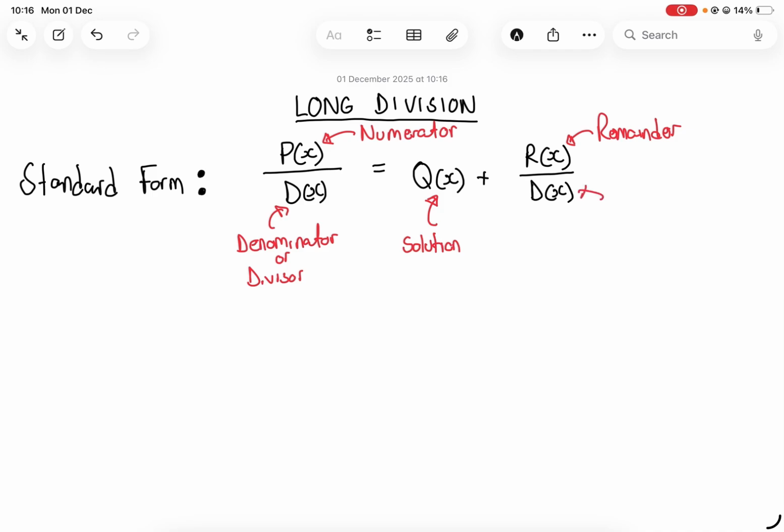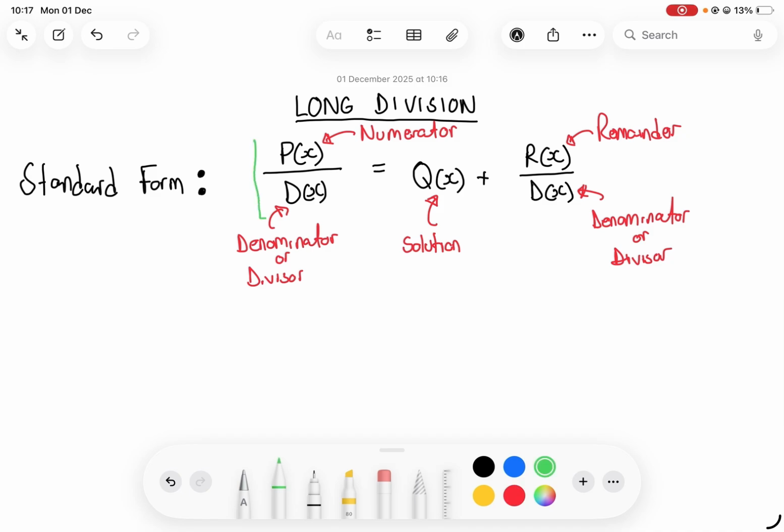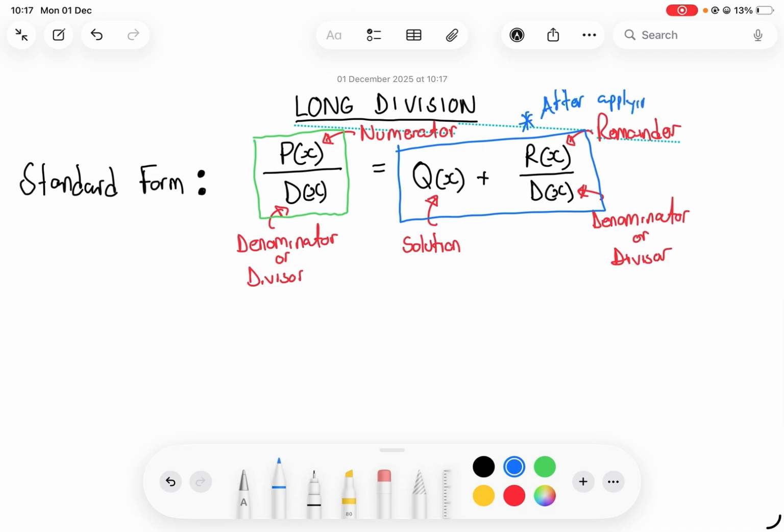Your d of x is still your denominator or divisor. So when asked to evaluate, this is the answer you will get after applying long division. Okay.